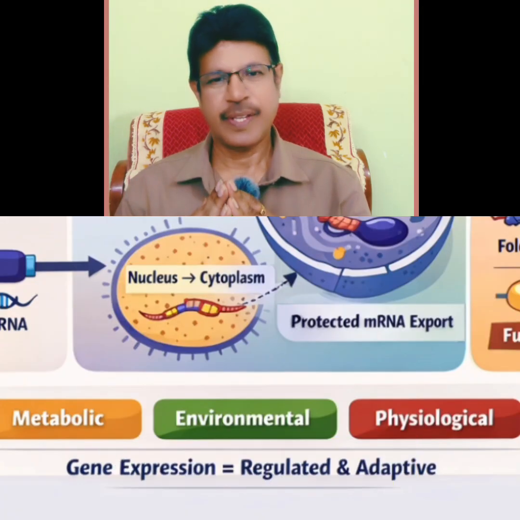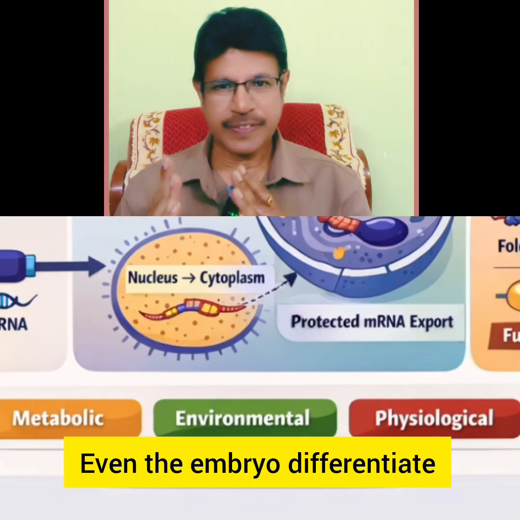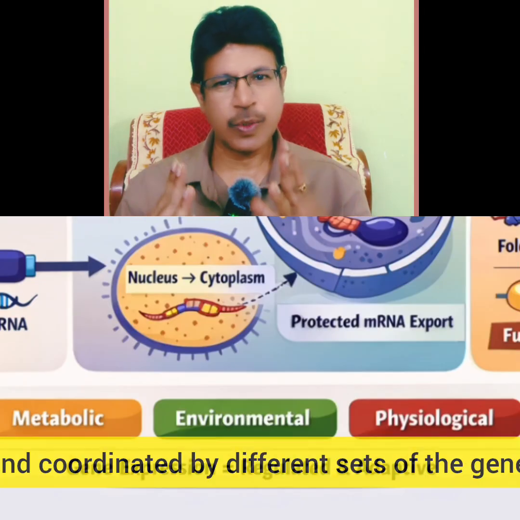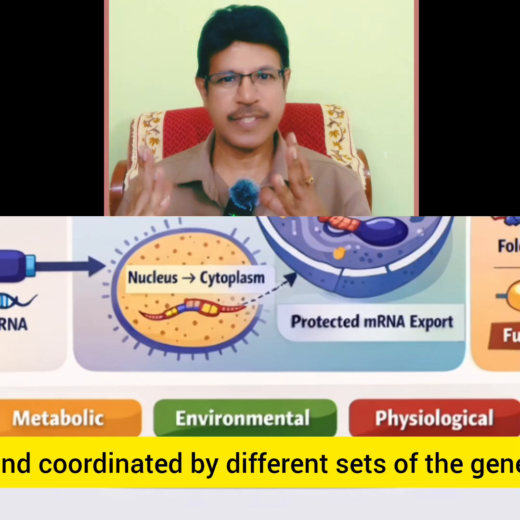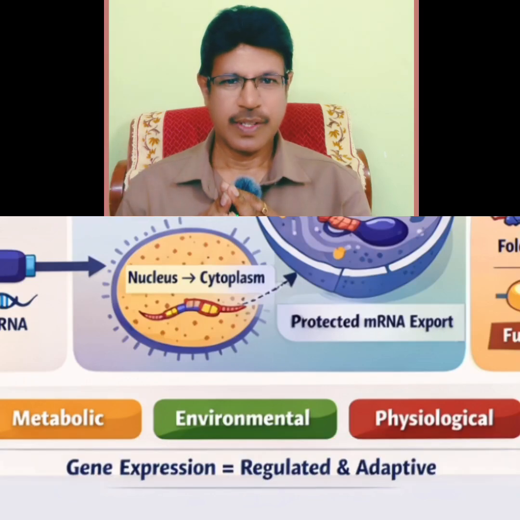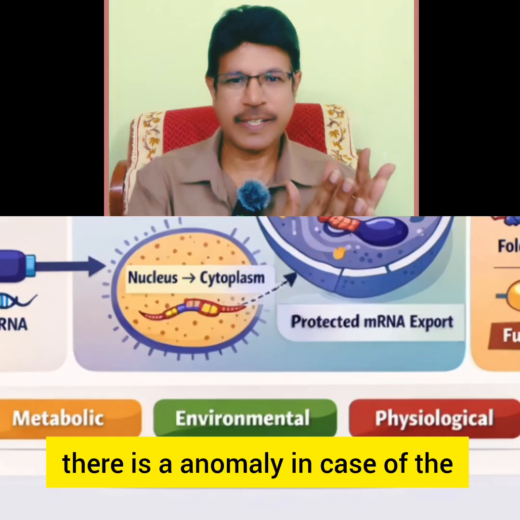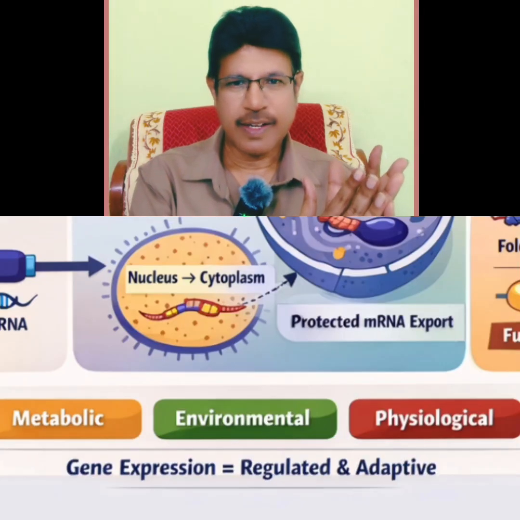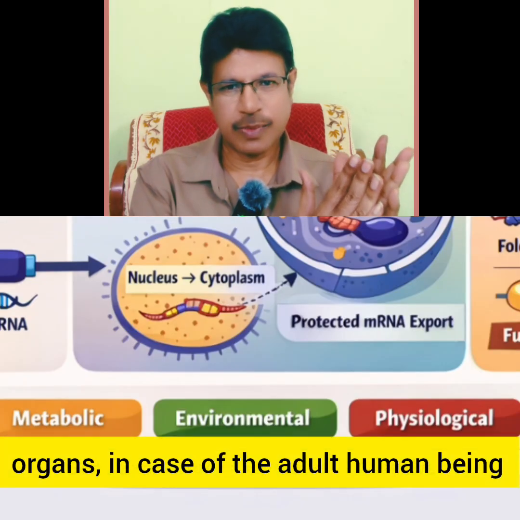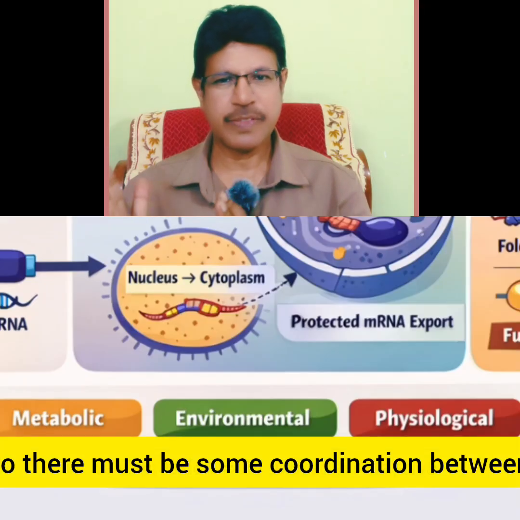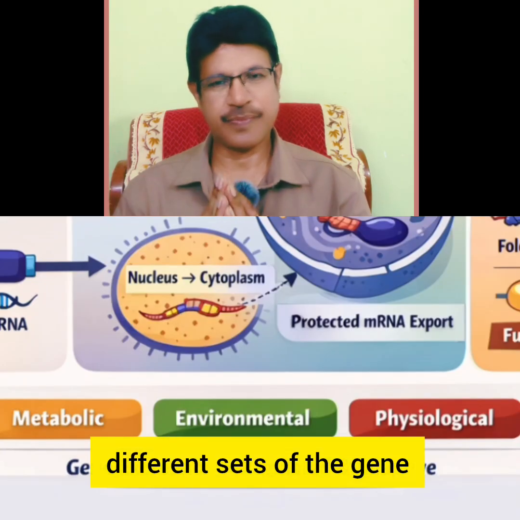Next, even the differentiation of the embryo and its development into an adult organism is controlled and coordinated by different sets of genes. If there is no coordination between different sets of genes, there is an anomaly in the organs of the adult human being. So there must be some coordination between different sets of genes.